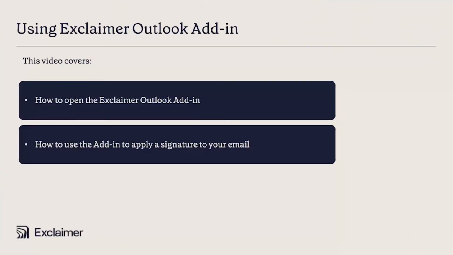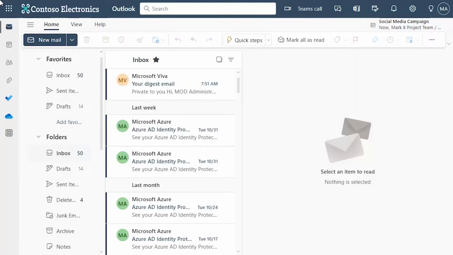In this video, we will look at how to open the Exclaimer Outlook add-in and how to use the add-in to apply a signature to your email. To access the Exclaimer add-in, open Outlook and create a new message.